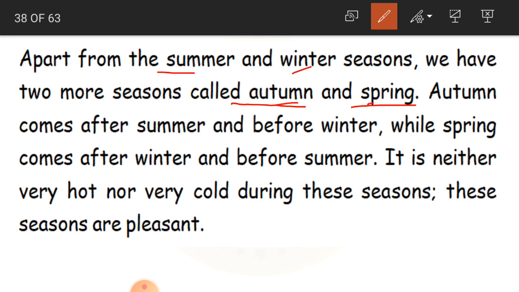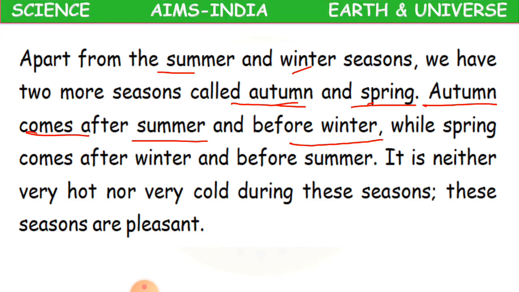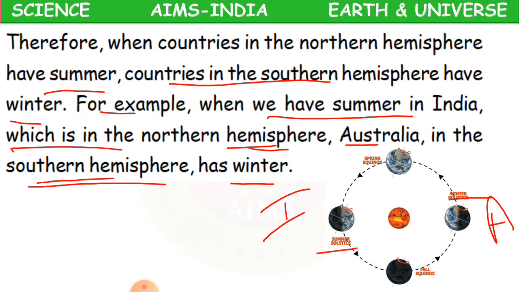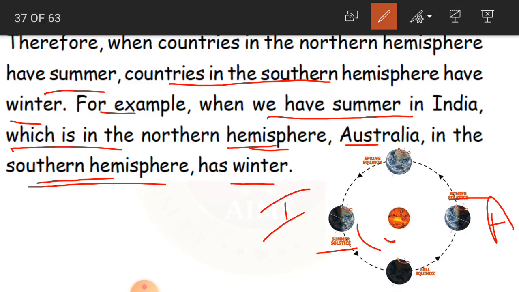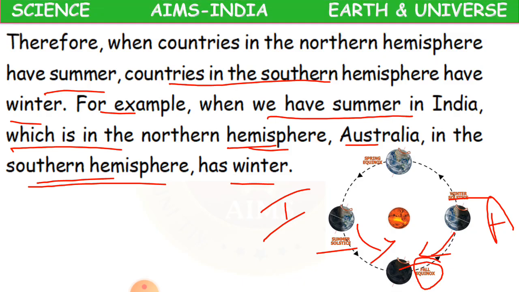So when does autumn come? Autumn comes after summer and before winter. Okay, see, when is this autumn? After summer you will be having autumn, and it is before winter. Fall is nothing but autumn, children. So when is autumn? After summer, before winter. So you will be having this season.